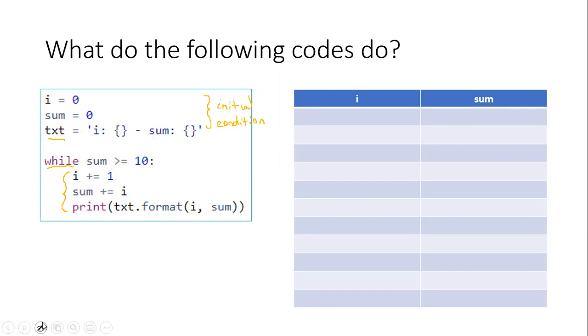Let me change colors, some green maybe. So the first thing we check is this thing over here. It asks, the value of sum is actually 0. So is 0 bigger or smaller than 10? No, bigger or equal than 10? And the answer is no. That means that this code over here never executes, it never runs. Why is that? Because this condition is not valid.